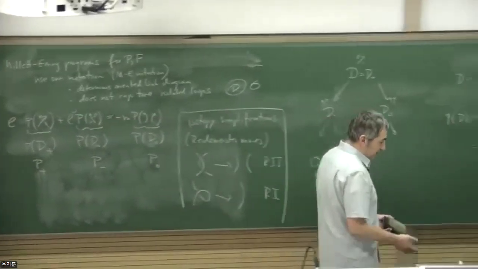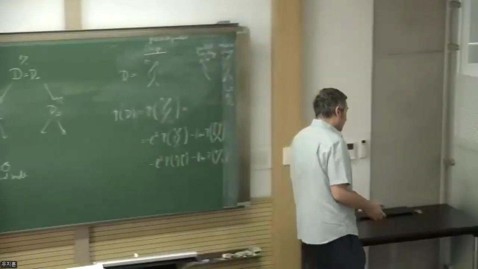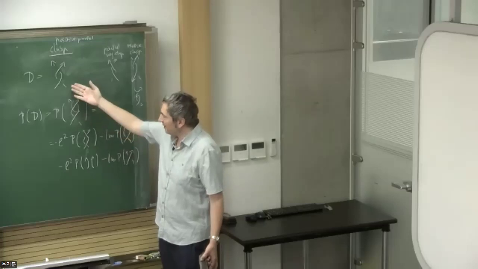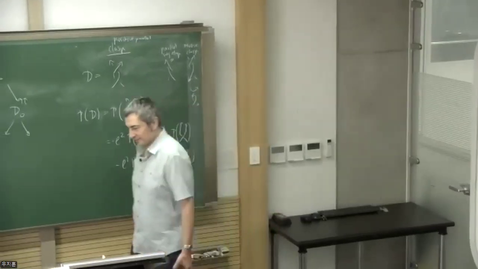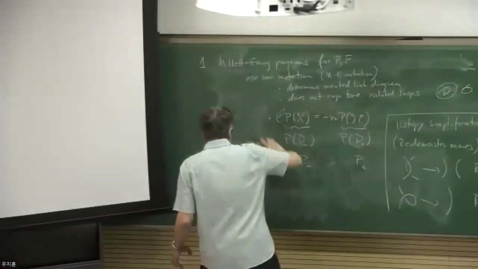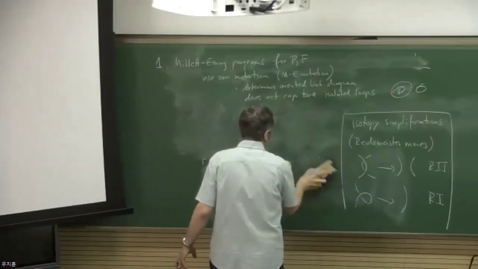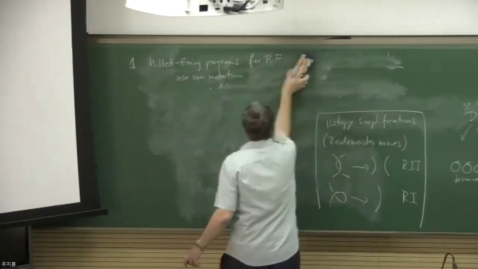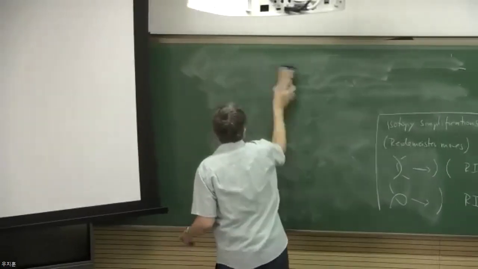But the problem is that these sort of fragments do not always occur. So there are diagrams that do not have clasps. And then you have to do something more global. So what kind of moves do Millett-Ewing use to simplify data?